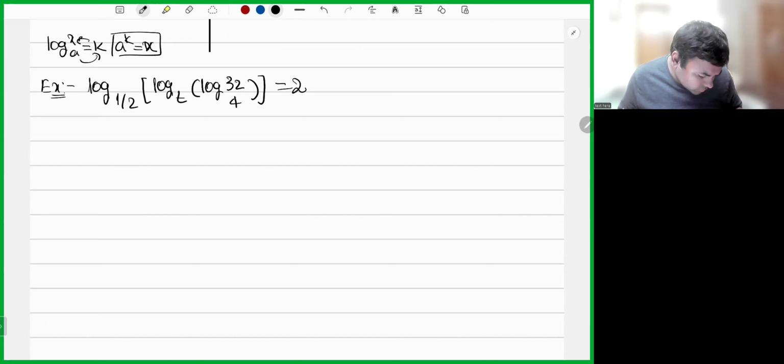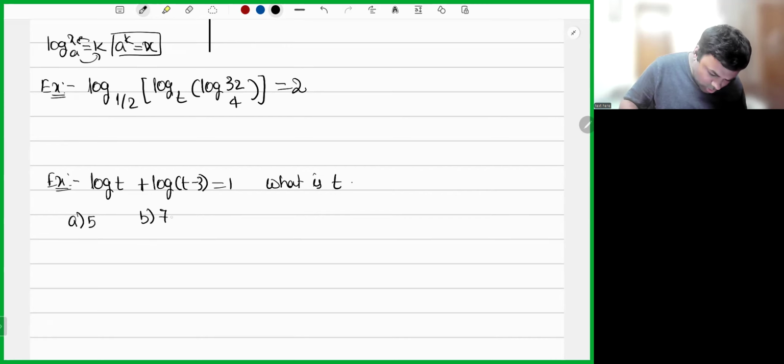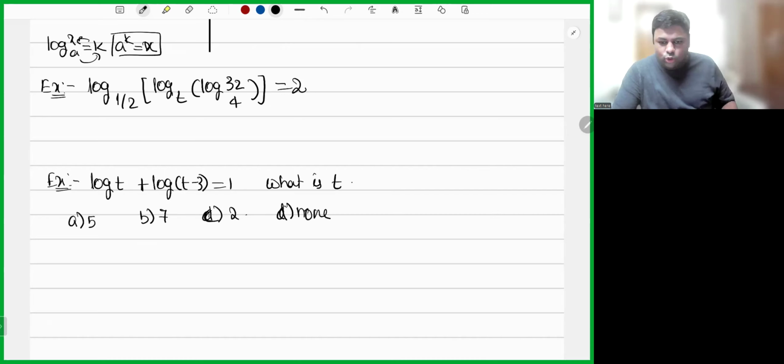Next: log t plus log of t minus 3 is equal to 1. I'm asking what is t? Option A 5, option B 7, option C 2, option D none. Take 2 minutes, not 2 minutes, take 4 minutes, pause the video and make sure that you solve it.